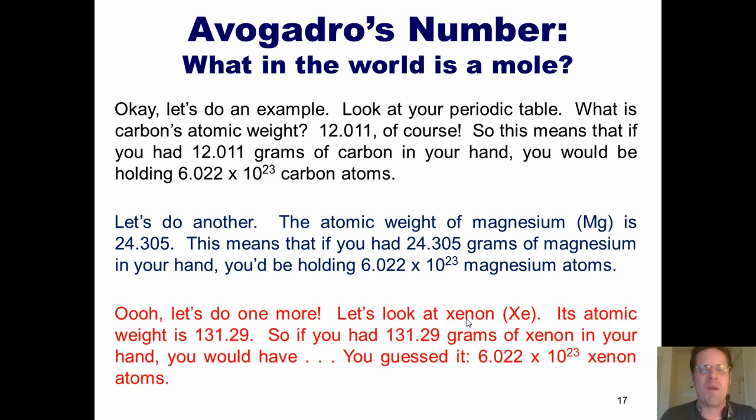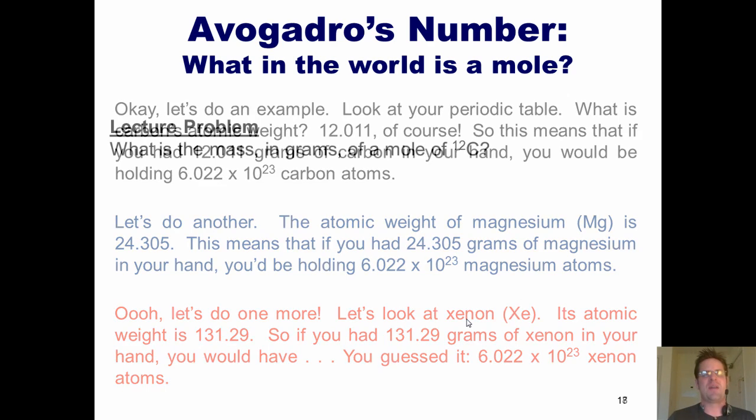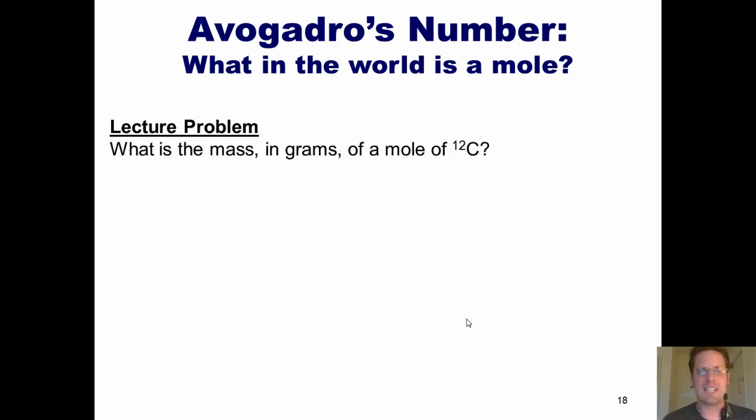Okay, let's do one more. Let's look at xenon. Its atomic weight is 131.29. So, if you had 131.29 grams of xenon in your hand, you would have, you guessed it, 6.022 times 10 to the 23rd xenon atoms in your hand. I hope that makes sense. If so, let's go on to a great lecture problem.